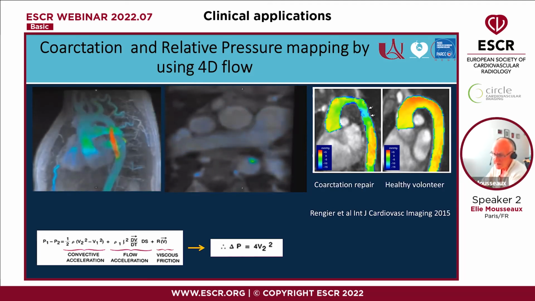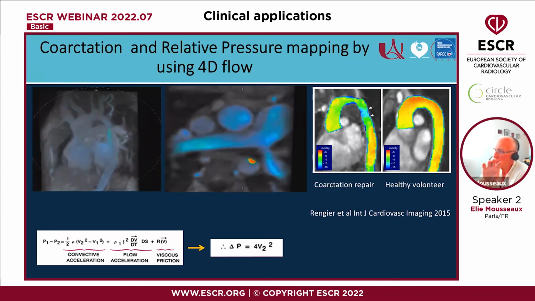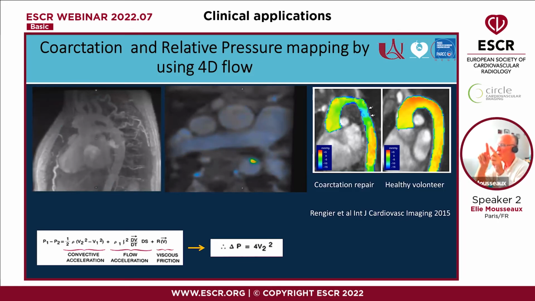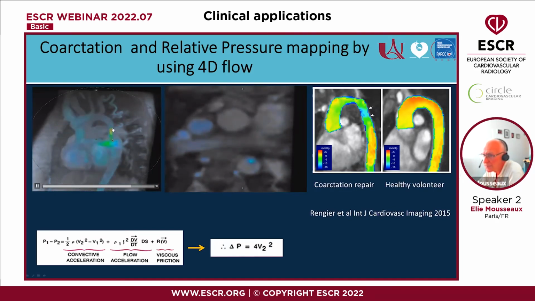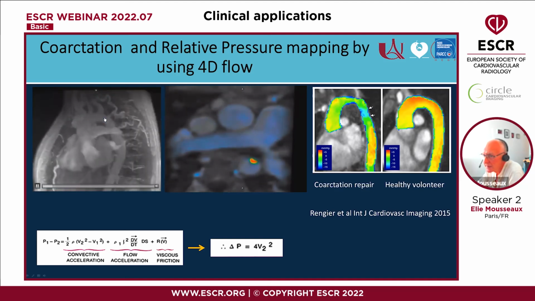And by using the Navier-Stokes equation, we are now able to directly estimate what we call the pressure gradient. That means a relative difference of pressure in space. And for instance, in this coarctation, in the future, we will be able to estimate directly the pressure difference between the ascending aorta and the descending aorta.